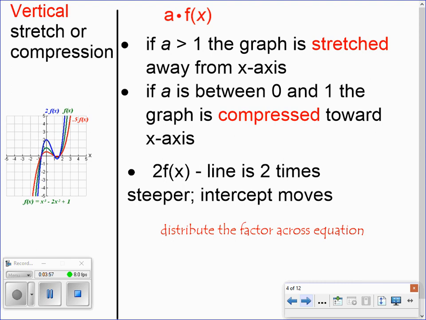So if we have 2 times f of x, then what you'll notice is that this line is going to be 2 times steeper than it was before. So this would be a stretch away from the x-axis. What you will notice here is that the intercept may change or may move. So the intercept is going to change when we're doing vertical stretches and compressions.